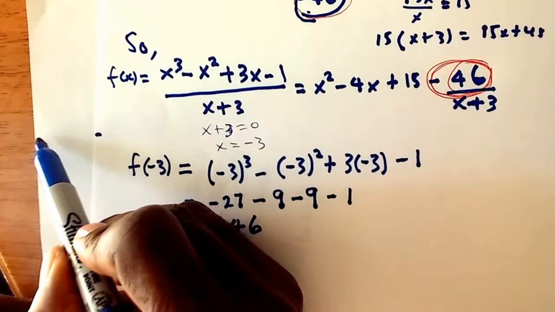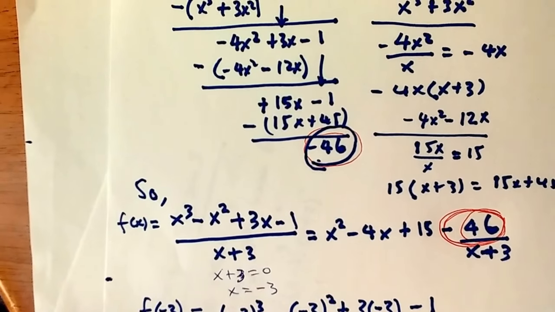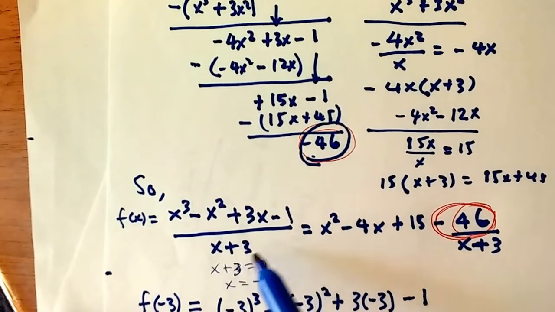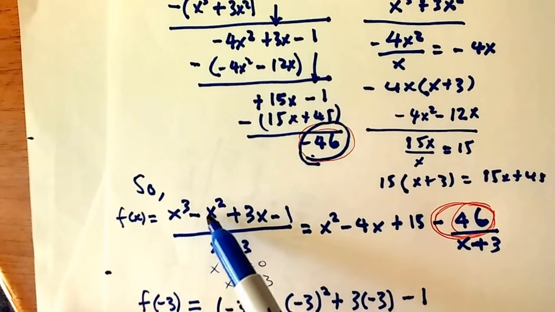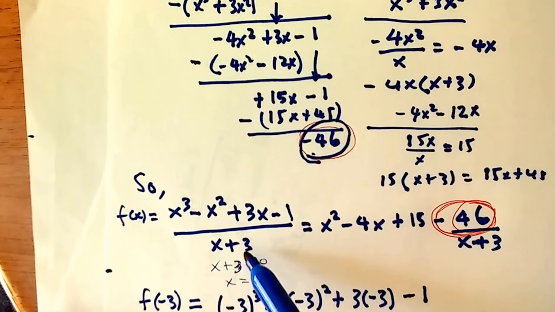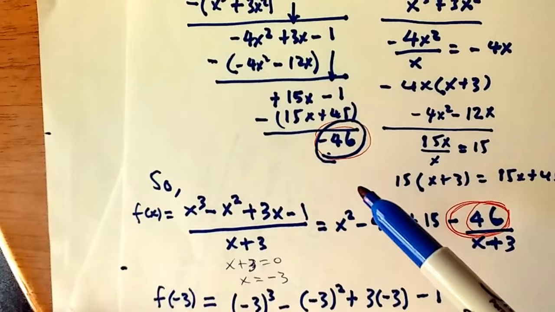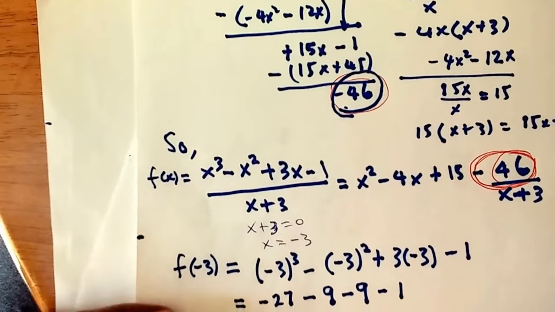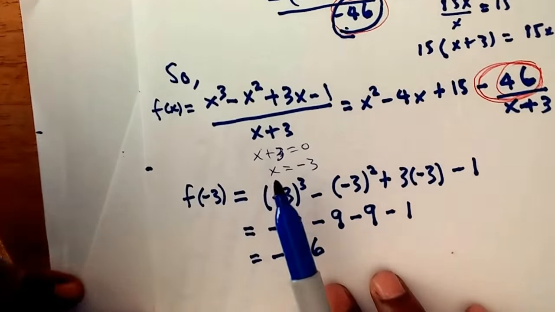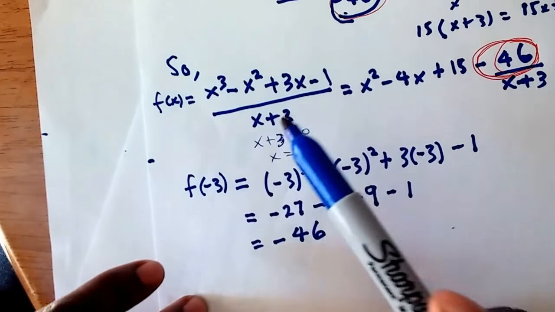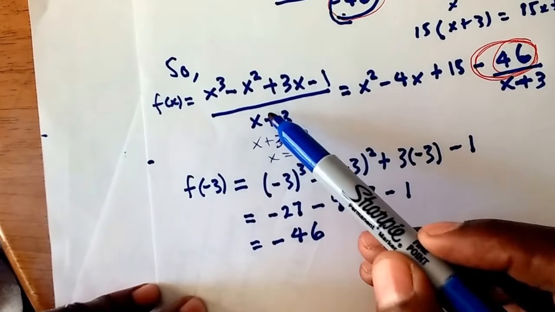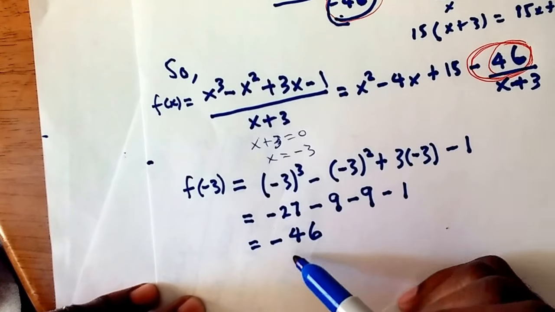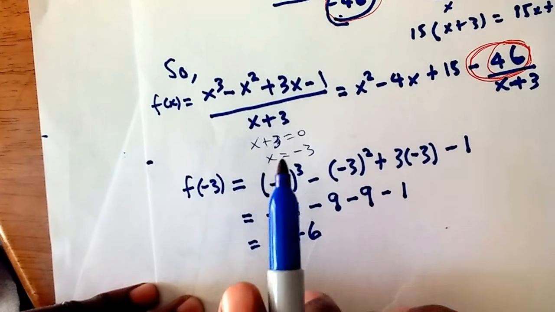What this is saying is that if I'm only interested in the remainder of this problem, if all I want is to see how much will be left over when I divide this numerator by the denominator, I don't need to do all this long division process. All I need to do is plug in the 0 of this divisor. Set this to 0, so for x we plug in negative 3, and we'll end up with the same answer. That's negative 46.